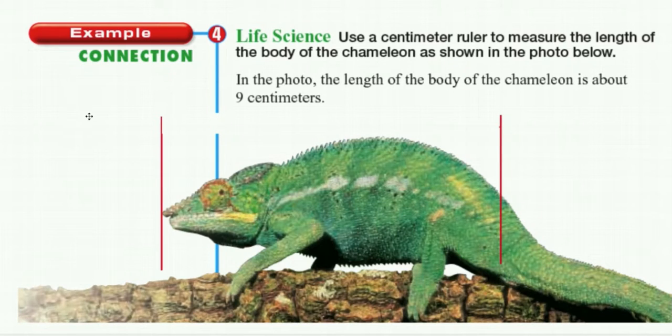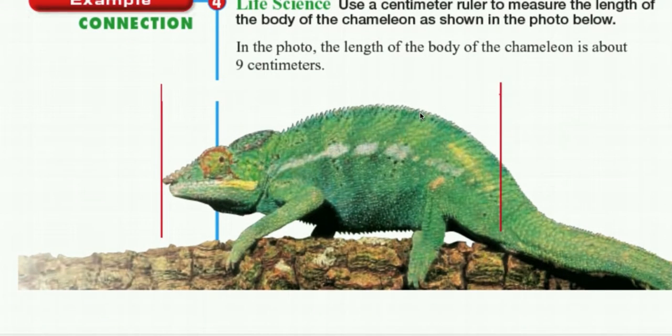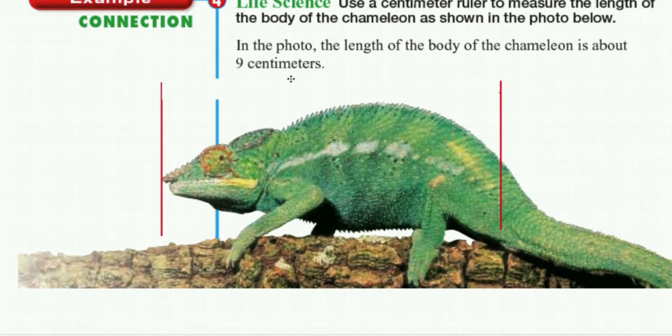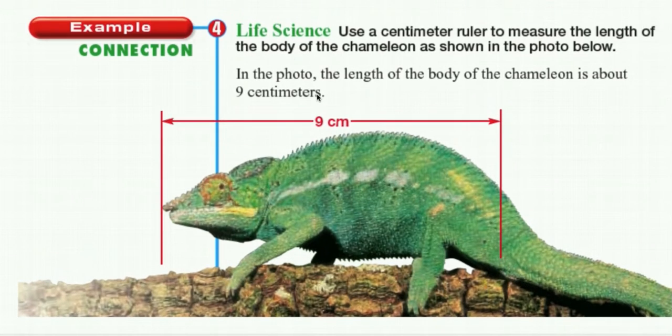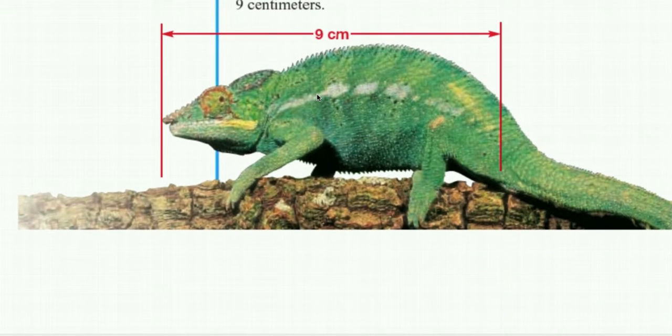Last example, let's take a look at this chameleon. Use a centimeter ruler to measure the length of the body of the chameleon as shown in the photo. Okay, in the photo, the length of the body of the chameleon is about 9 centimeters. So when you talk about a chameleon, if you've seen it in a zoo or something, the length of the body is roughly around 9 centimeters. Okay.